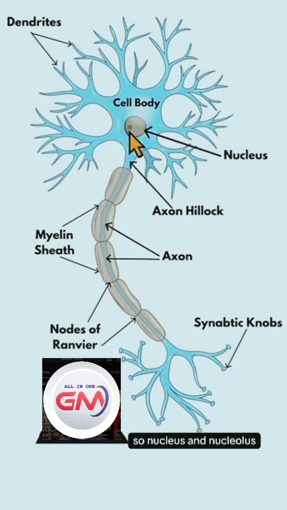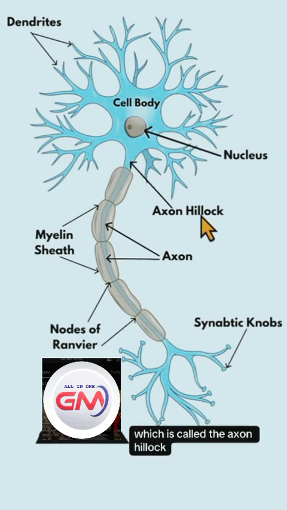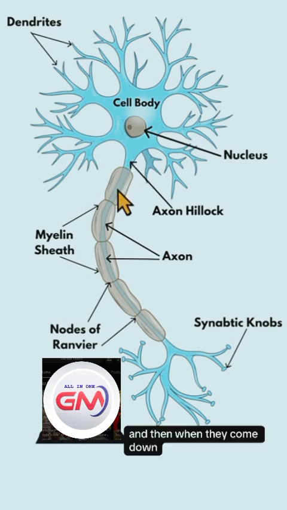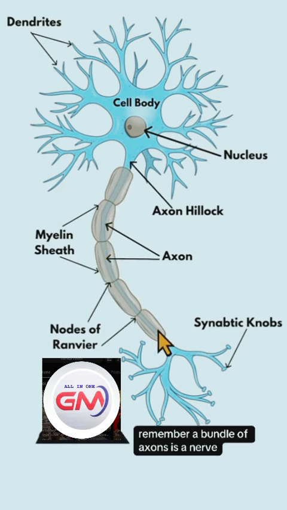So nucleus and nucleolus. And I gather all that information and it collects here at the start of the axon, which is called the axon hillock. So this first part of the larger base where I connected the cell body with the axon is called the axon hillock. And then when they come down, I'm running through the axon. So that blue structure within these little sheaths is the actual axon. Remember, a bundle of axons is a nerve. So if I put a bundle of those, we get a nerve.